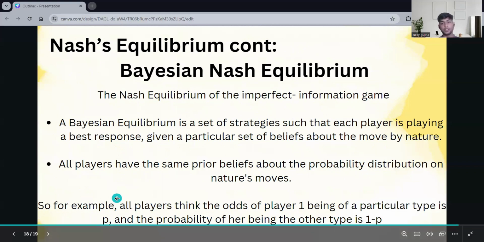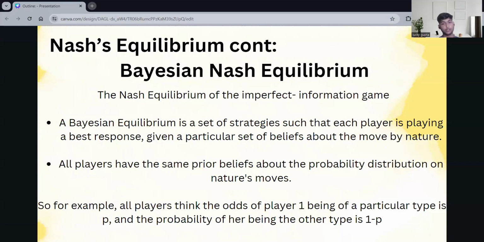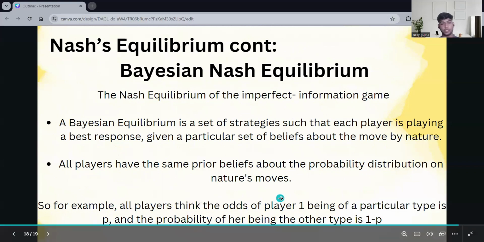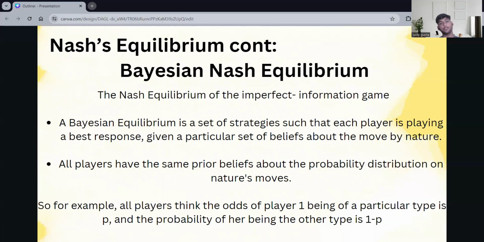All players have the same prior beliefs, however, subject to the randomness of nature. For example, all players think a player of a particular type is weak. Like if we have odd and even, the probability of odd is p, and obviously the probability of not odd is one minus p.